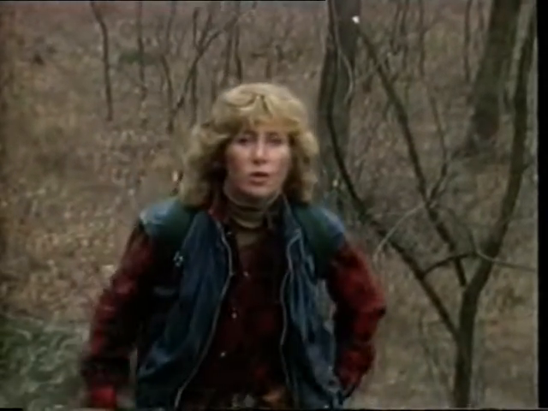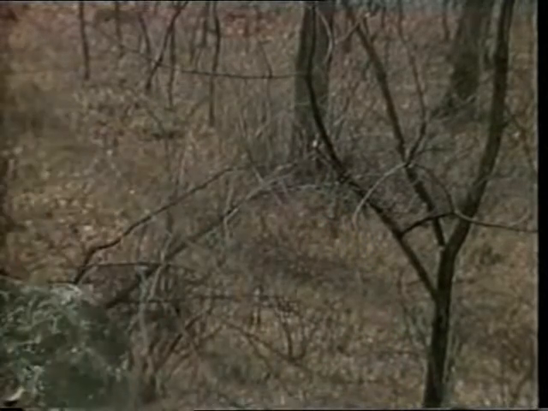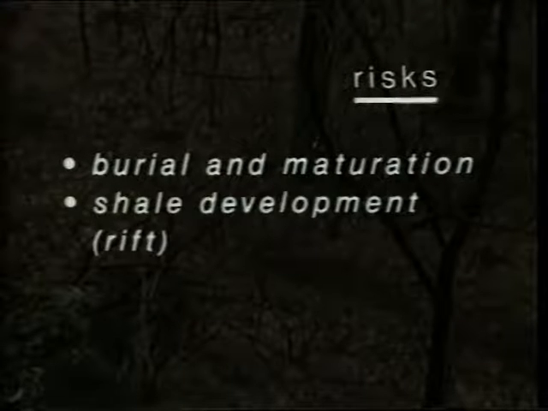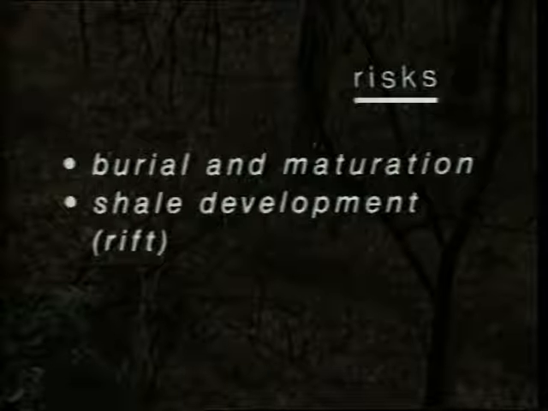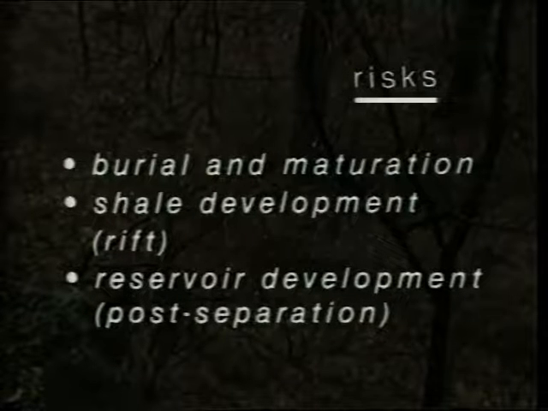The geothermal conditions of pull-apart basins are still not well known. Probably gradients were high in the initial rifting stage and low during the accumulation of the post-rift clastic wedge. The critical risks to production are mainly sufficient burial and kerogen maturation, the development of source shales in the initial rift stage, and the development of reservoir sands in the post-separation stage.